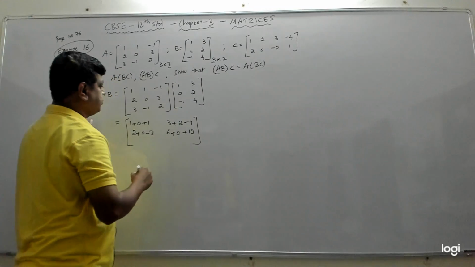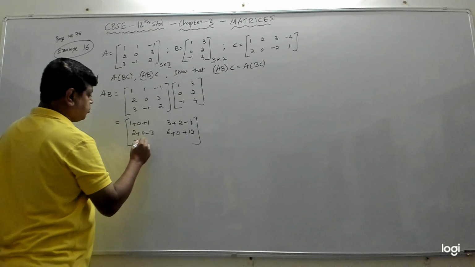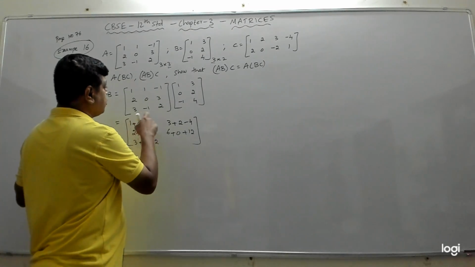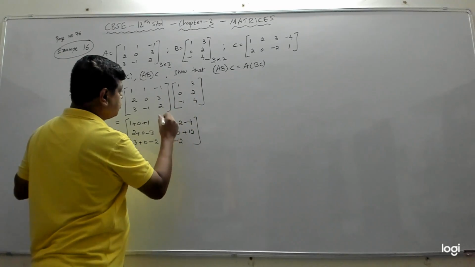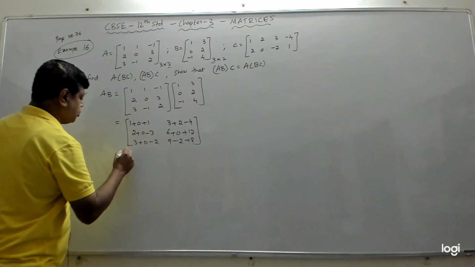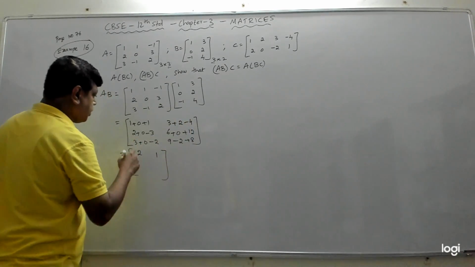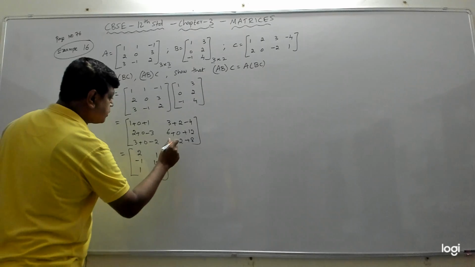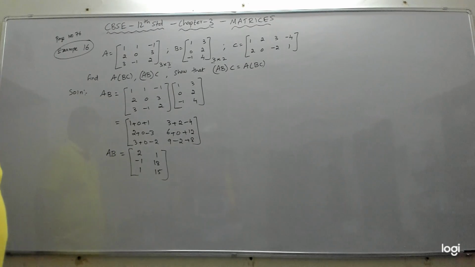12. Then the third row with the first column: 3 into 1 is 3, plus minus 1 into 0 is 0, plus 2 into minus 1 is minus 2. Then the third row with the second column: 3 into 3 is 9, minus 1 into 2 is minus 2, 2 times 4 is 8. If you simplify this, you get 2, 5 minus 4 is 1, 2 minus 3 is minus 1, this is 18, this is 1, and this is 15. So this is our AB matrix. We have found the AB matrix.